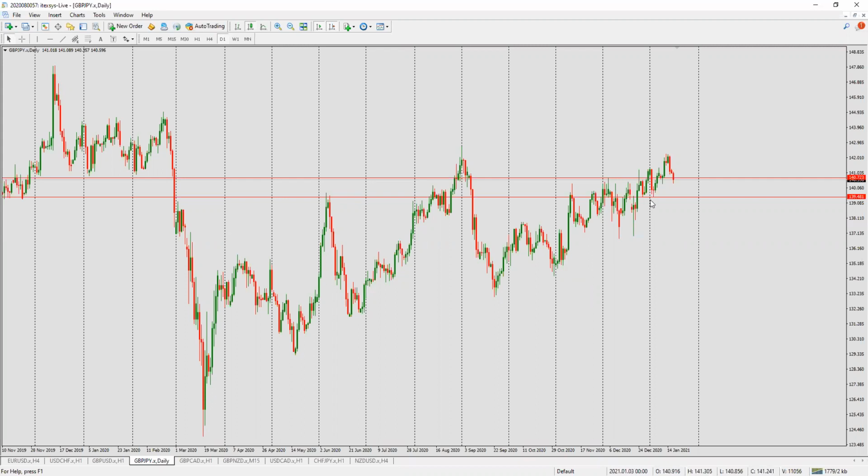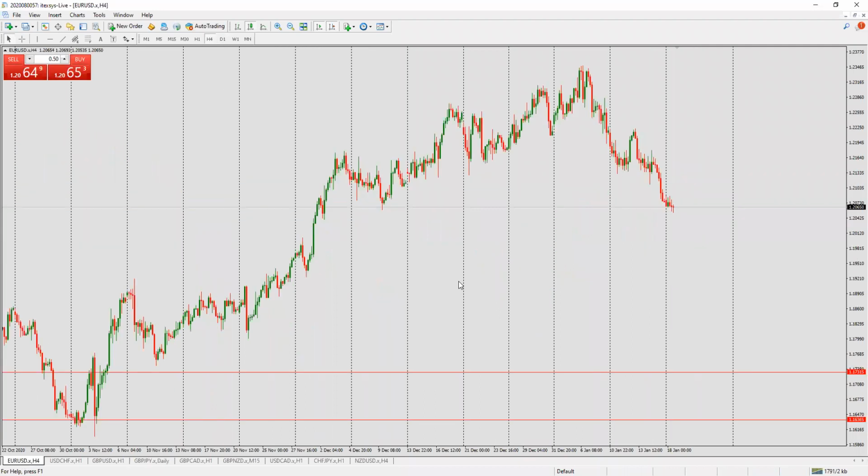Okay, anyway, I'll continue. So that's all for the pound against the Japanese yen. If you have any other pairs that you prefer, just write it. Okay. All right, someone asked for the euro against the dollar. So let's continue with the euro dollar.